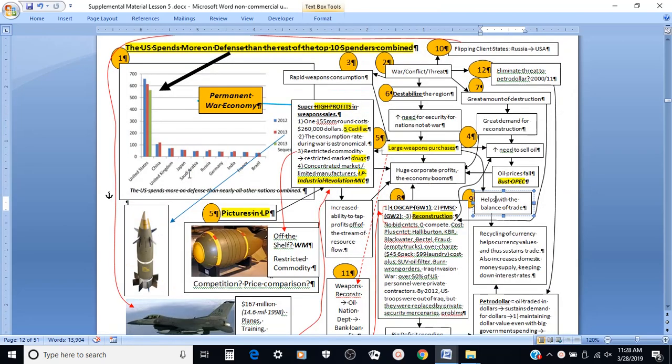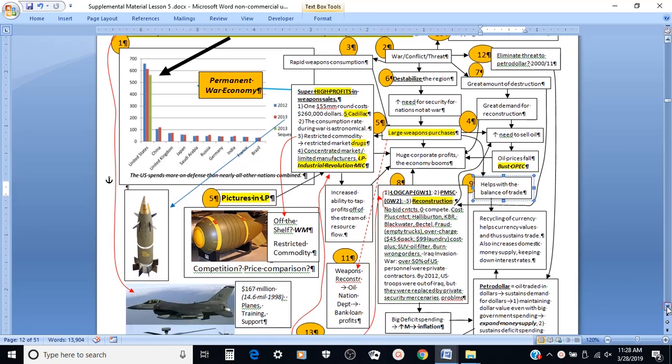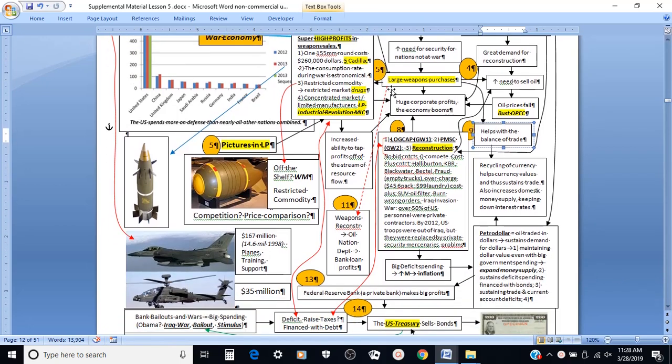All right. So to pay for weapons and to pay for reconstruction, these countries have to take out loans, right? Then you make a lot of money off of servicing those loans. So weapons, reconstruction, oil, nation has debt, right? Bank loans, they make big profits.